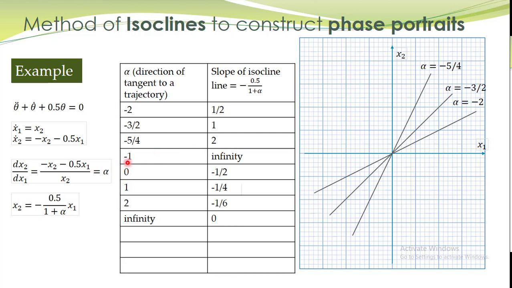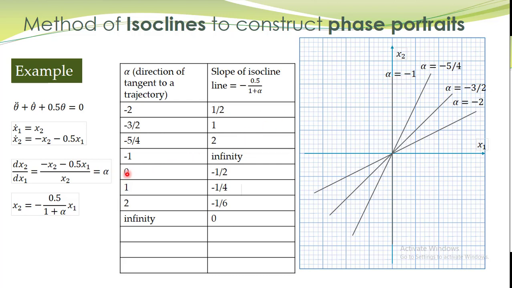Alpha equal to minus 1 generates the slope of this line to be infinity. What is that line? Vertical axis. So here is that line, and on this line all the trajectories which will be passing through this line will have a slope equal to minus 1.